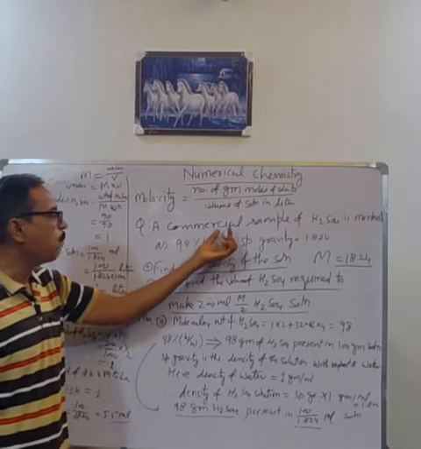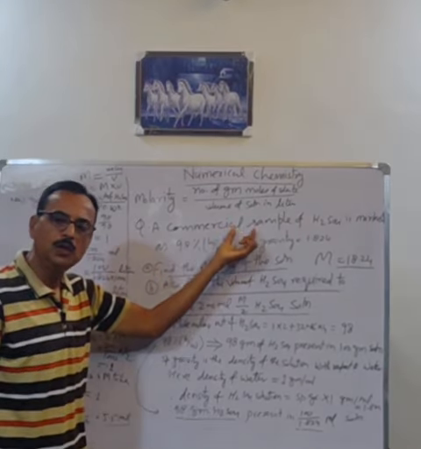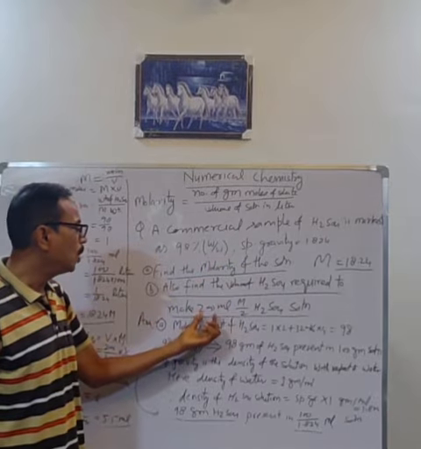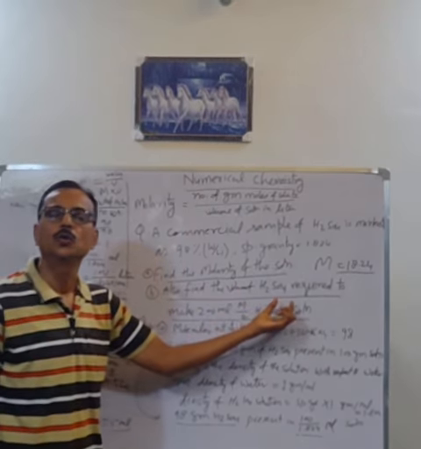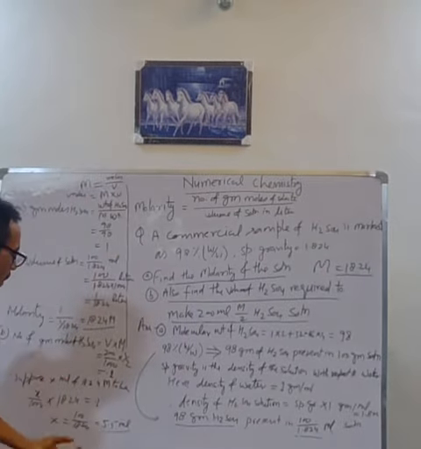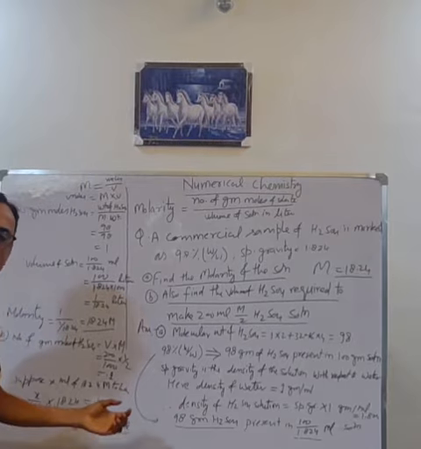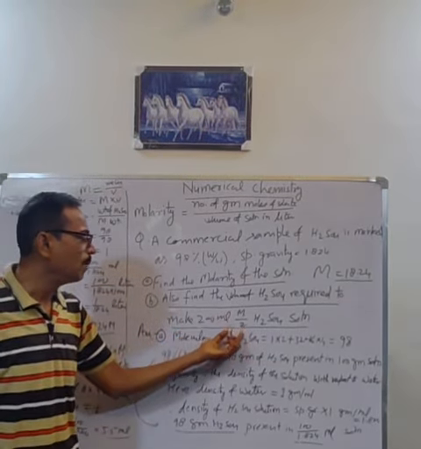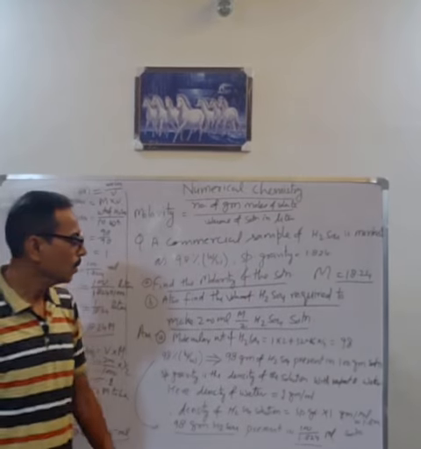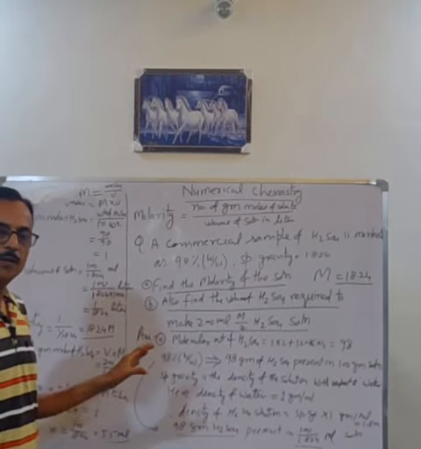It means 5.5 ml of this solution is equivalent to 200 ml of M by 2 H2SO4 solution. That is, we take 5.5 ml and make up with water up to 200 ml, and you will get 1 by 2 solution. I think it is clear.